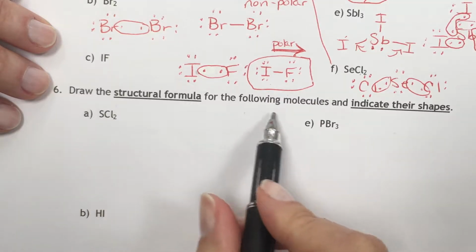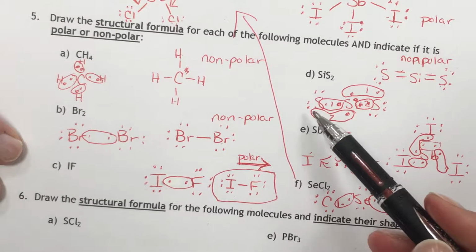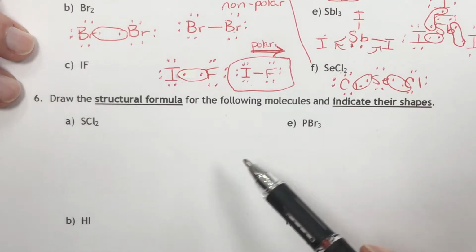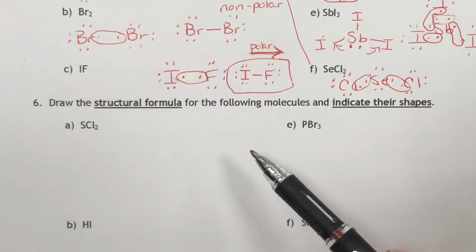That's it. Moving on, draw the structural formula for the following molecules and indicate their shape. So we're basically doing it up here, same thing up here, except instead of indicating polarity, we're going to just talk about its shape.